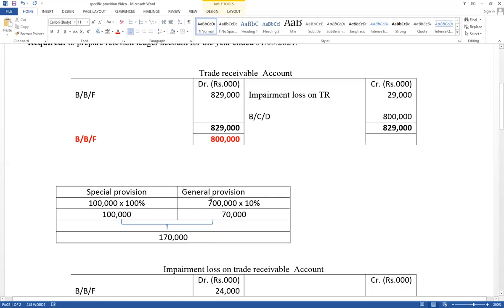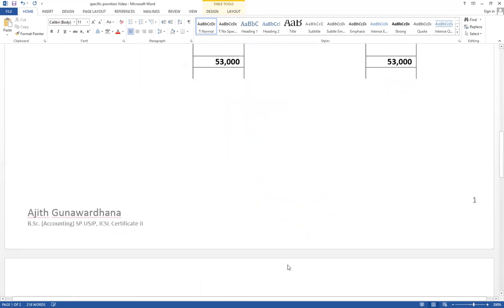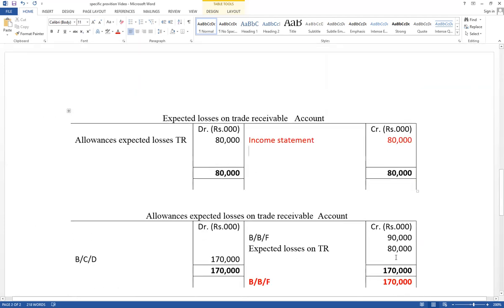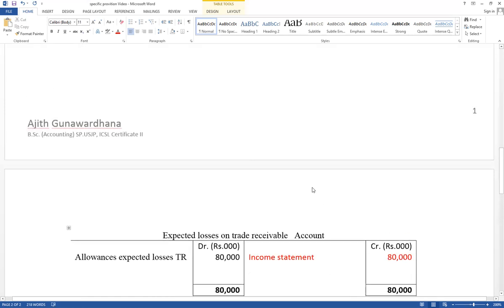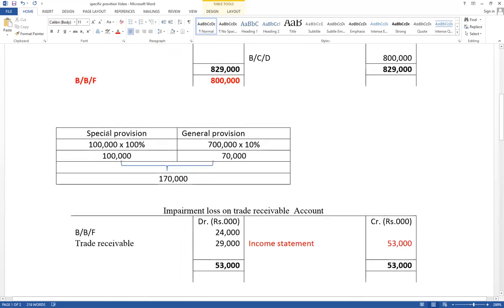Therefore, general provision and special provision are both relevant for the closing balance of expected losses calculation. But the recording part is normal. Expected losses on trade receivable account debit, allowances for expected losses account credit. But if it has given an opening balance, the calculated value should be recorded as a closing balance. Then the difference value should be transferred. That is under provision. Sometimes it has given over provision also. Therefore, special provision and general provision are relevant for calculating the closing balance of expected losses.